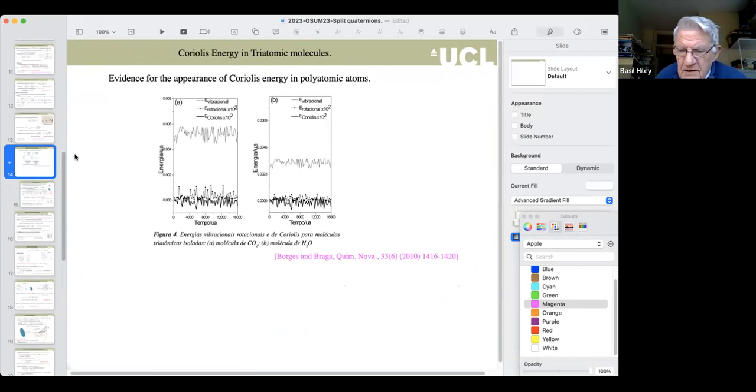But it appears in the polyatomic molecules when you have rotational degrees of freedom and vibrational degrees of freedom. And what you find is that the total rotating, vibrating energy levels has to have a correction factor, the Coriolis factor. And you can actually see the damn thing here. So it's going to show up in quantum mechanics. So we better be aware that it's coming.